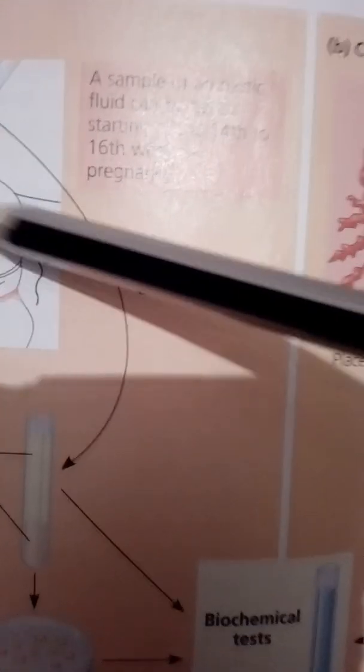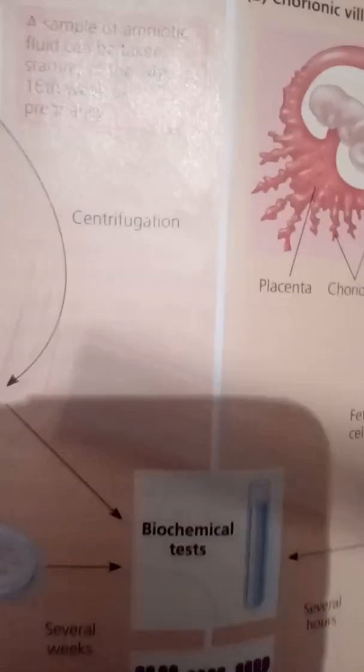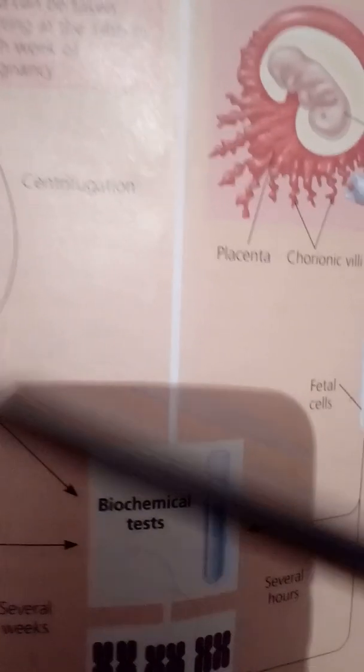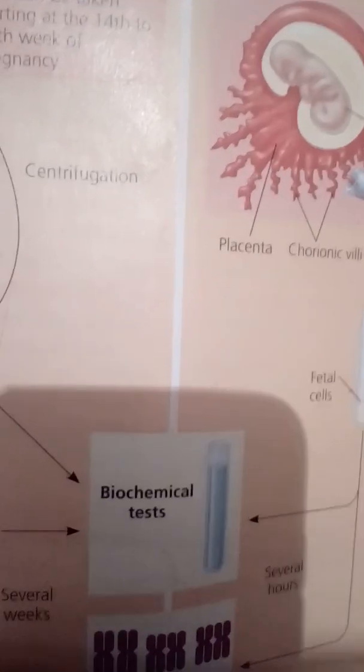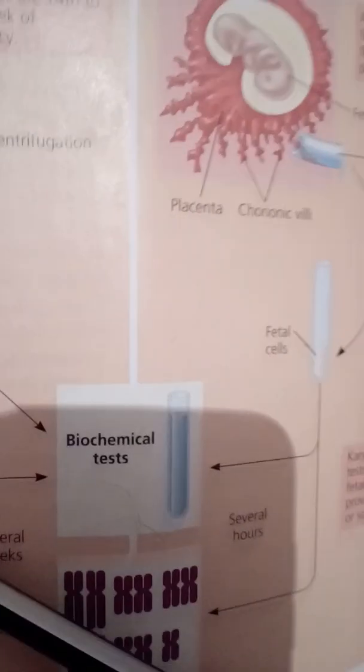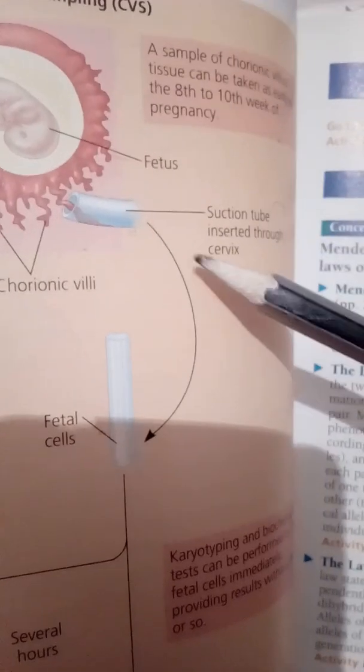starting at the 14th to 16th week of pregnancy. Notice here centrifugation separates the fluid and fetal cells. Biochemical tests can be performed immediately on the amniotic fluid or later on the cultured cells. Notice here also several weeks, several hours, karyotyping. Chorionic villus sampling, CVS. Also notice the suction tube inserted through the cervix.